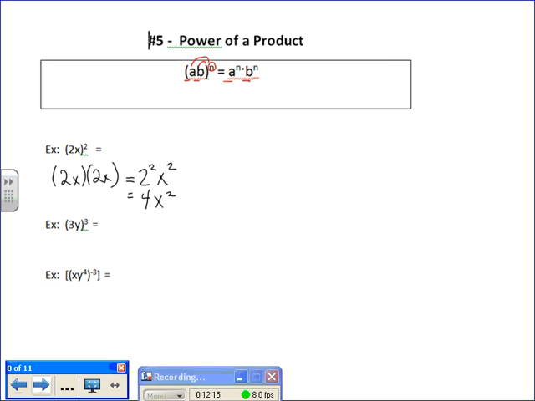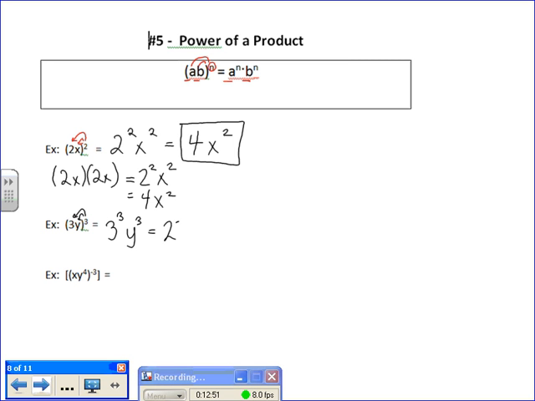The shortcut here tells me just to take that exponent 2 and apply it to everybody inside the brackets. So I get 2 squared times x squared, which is 4 times x squared, and x squared can't be simplified any more than that, so I get 4x squared as my answer. Let's try the one down below, 3y cubed. Again, I apply that exponent 3 to everybody inside the brackets, so I get 3 cubed times y cubed. 3 cubed is 3 times 3 times 3, which is 27. You can always check in your calculator, but 3 times 3 is 9, and 9 times 3 is 27. And y cubed is just left like that. I can't simplify that anymore.